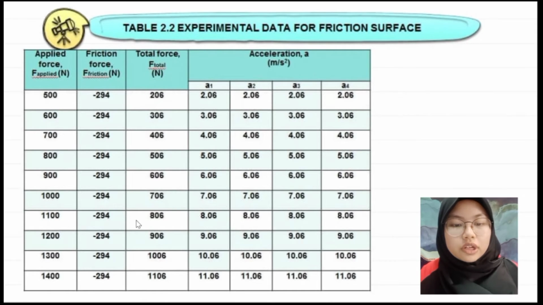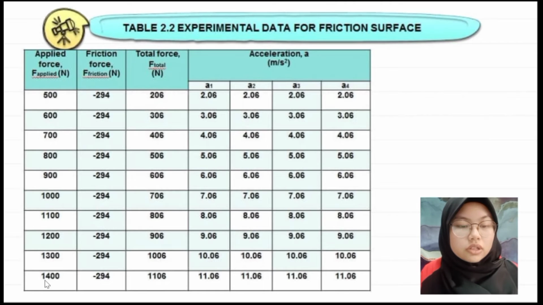1100 minus 294 equal to 806, the acceleration will be 8.06 meter per second squared. 1200 minus 294 equal to 906 Newton. The acceleration will be 9.06 meter per second squared. 1300 minus 294 equal to 1006 Newton, and the acceleration will be 10.06 meter per second squared.